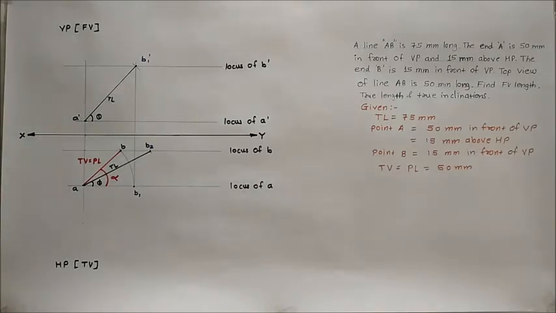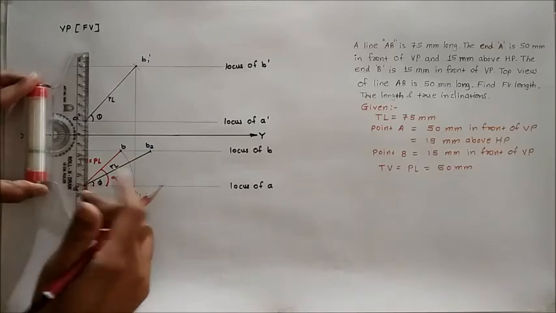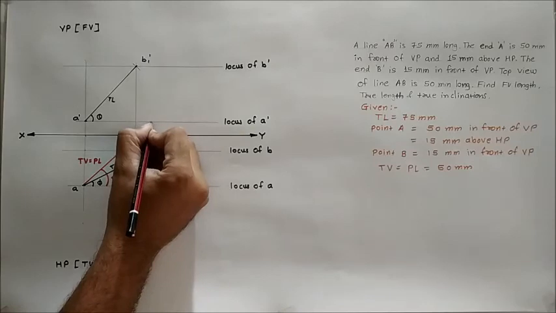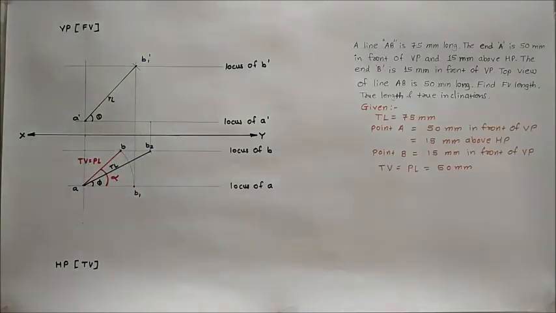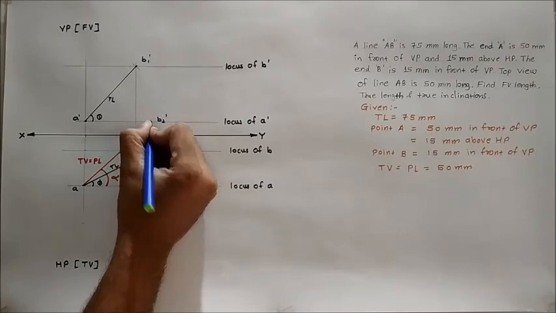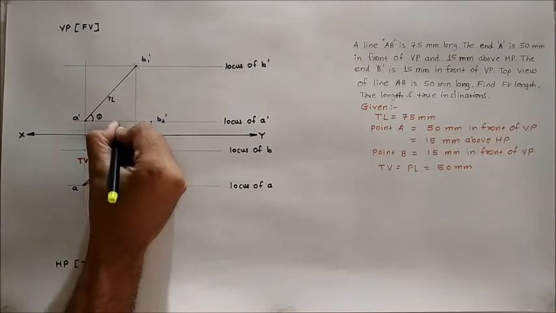Then for marking the elevation length, we have to project the B2 point on the locus of A dash. For that, draw a line perpendicular to the xy from B2. That line meets locus of A dash at B2 dash. This A dash to B2 dash is called as a elevation length.